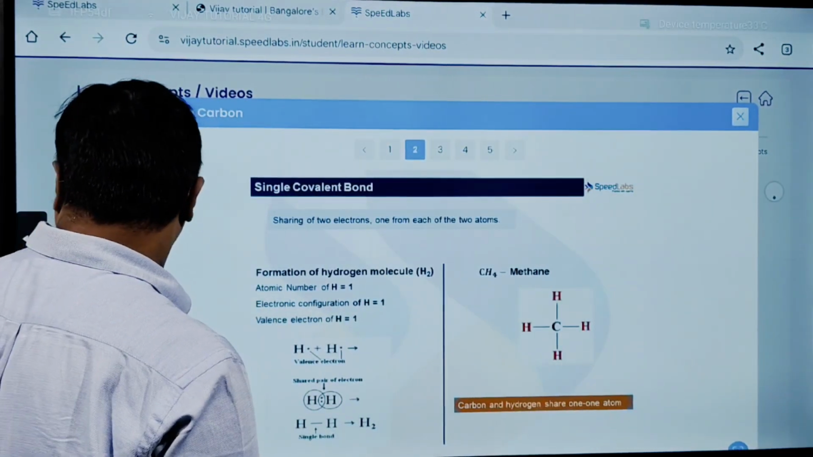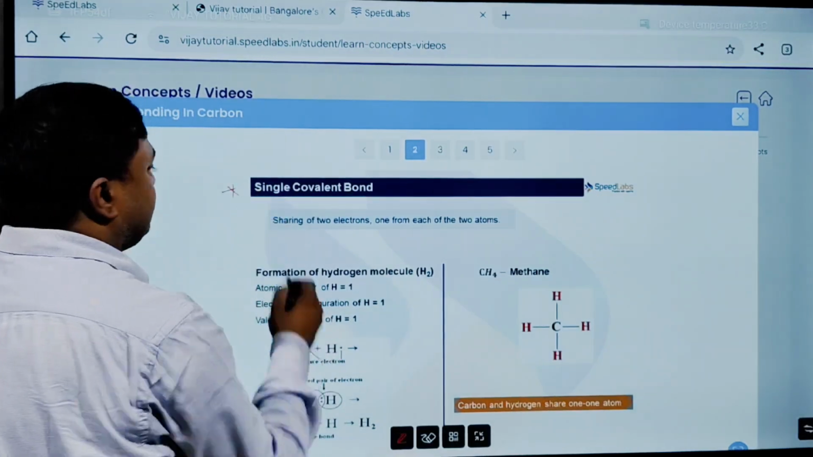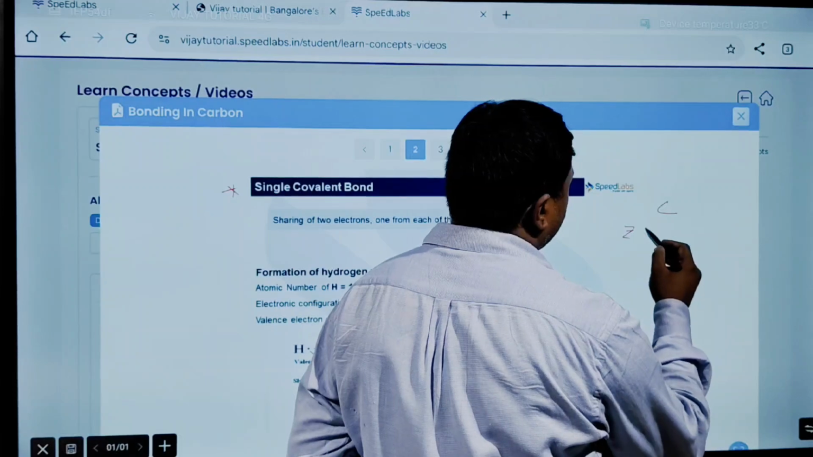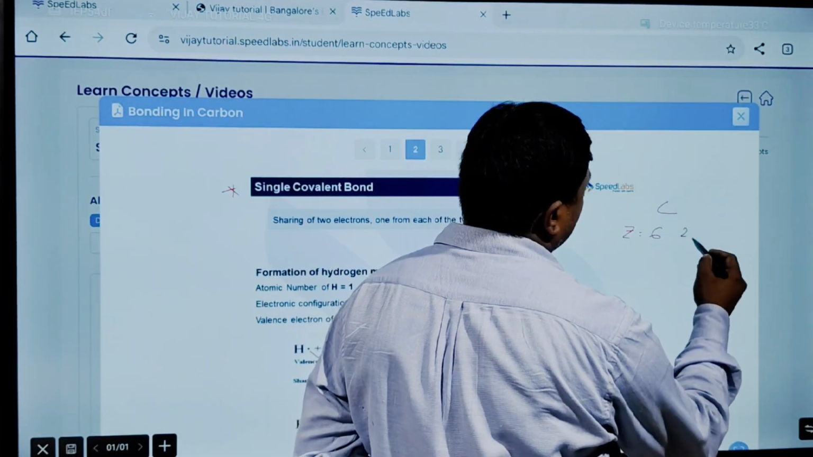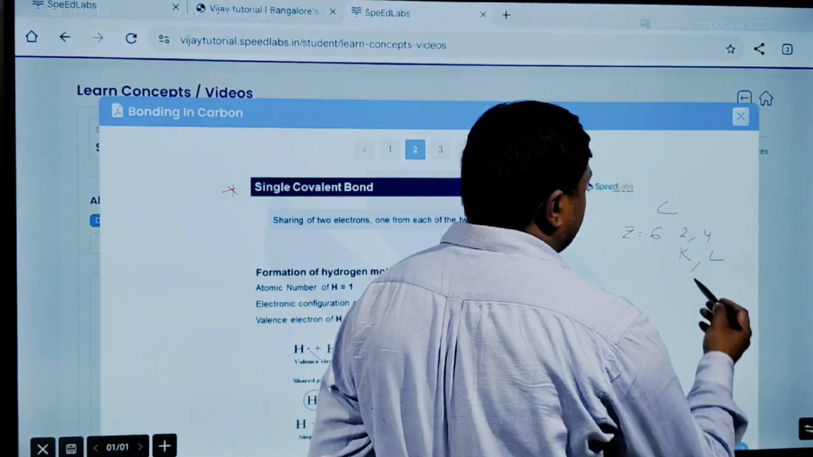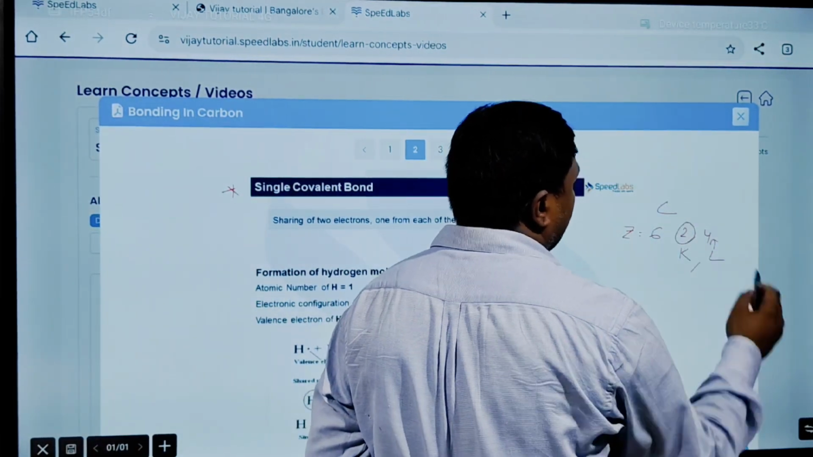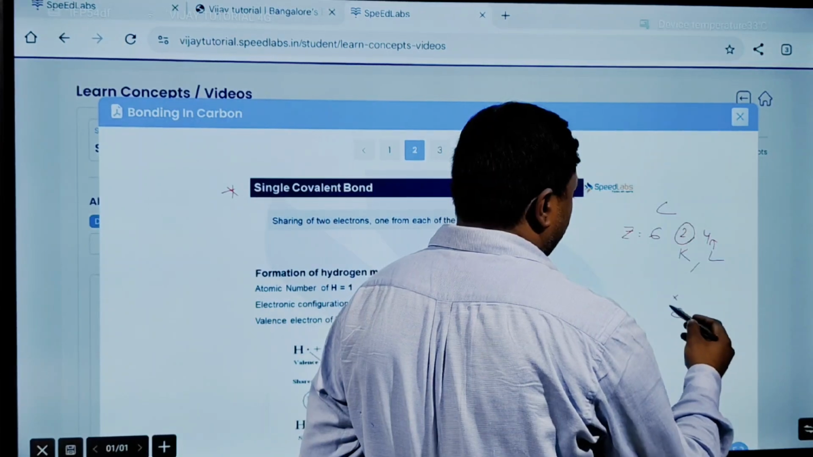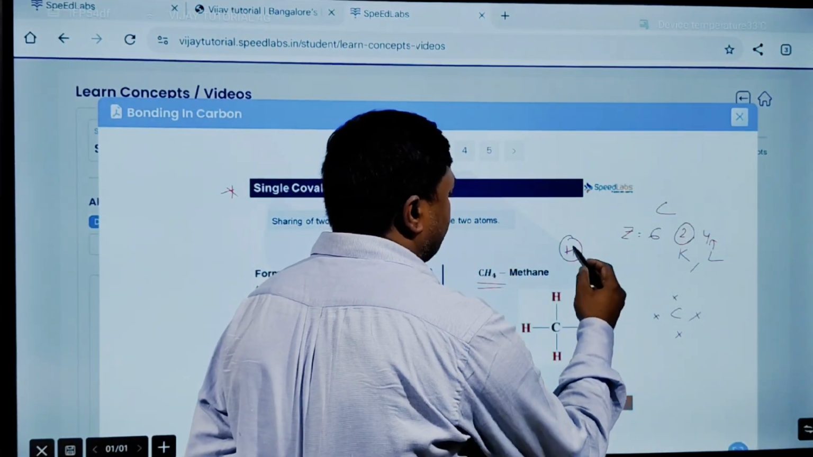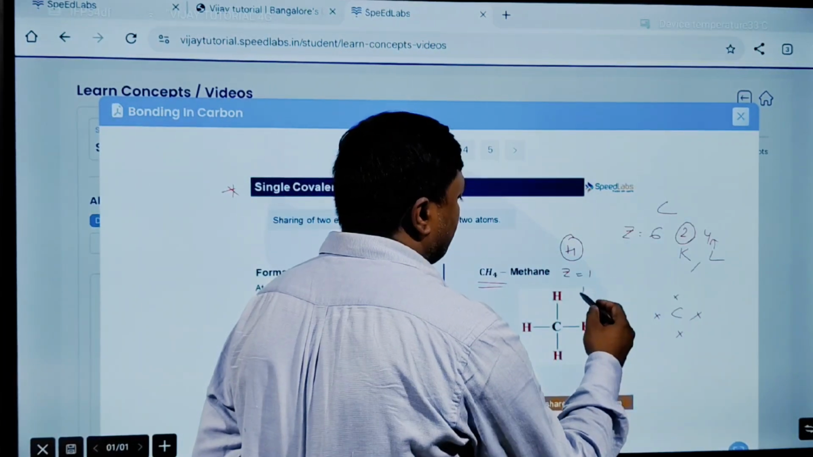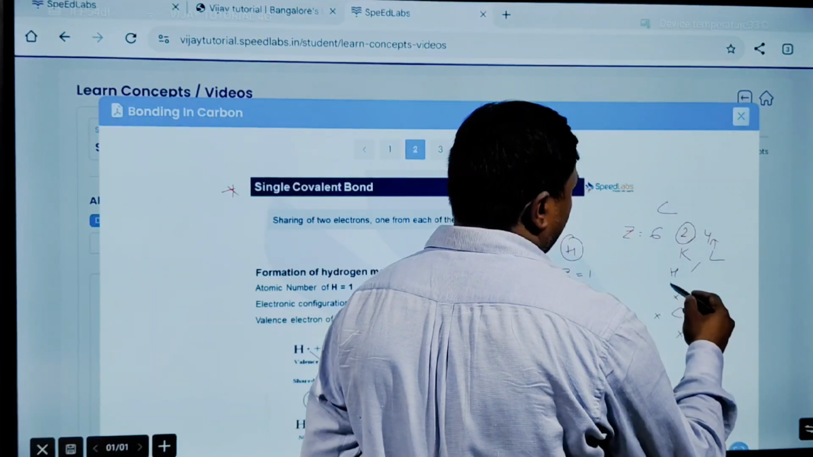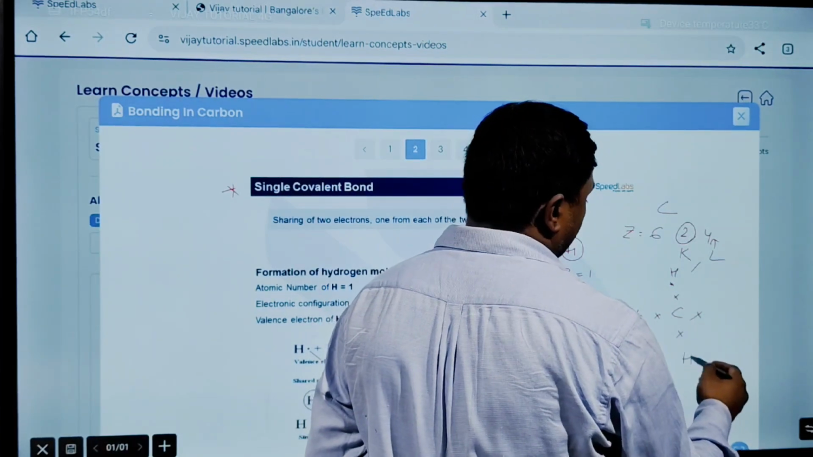Now let's see a single covalent bond in methane, that is CH4. The atomic number of carbon is 6, electronic configuration 2, 4. It means the K shell will have 2 electrons and the L shell will have 4 electrons. So here carbon has 1, 2, 3, 4. And what about the hydrogen atom? The atomic number of hydrogen is 1, yes or no? So the valence electron is also 1, in the K shell. Here I am showing the hydrogen atom with 1 valence electron.